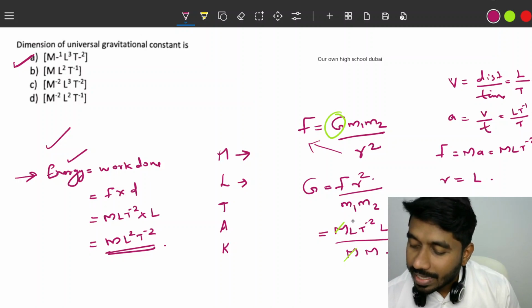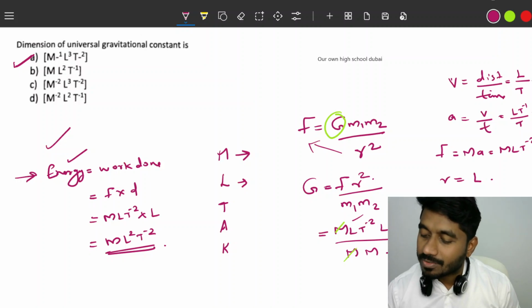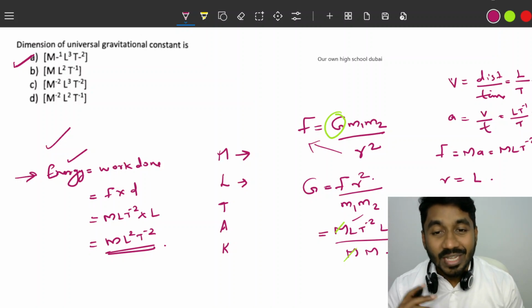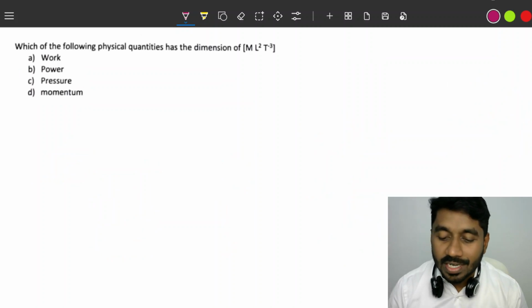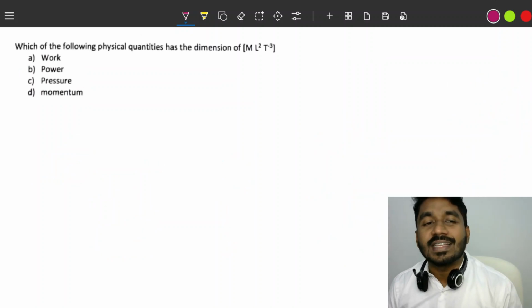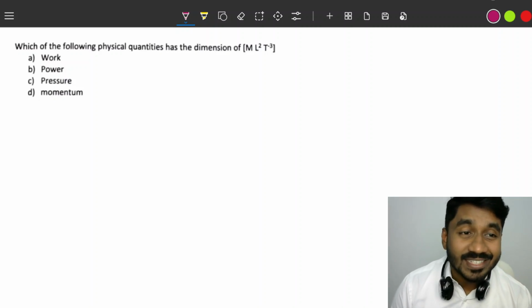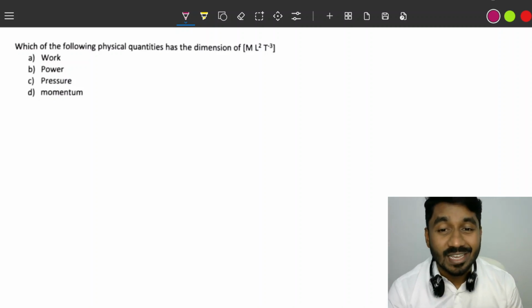L square is here, L is here, L cube is the answer, t raised to minus 2. This is the final answer. Let's move on to the next question. See this one. Which of the following physical quantities has the dimension ml square t raised to minus 3? So let's find out all the dimensions first.